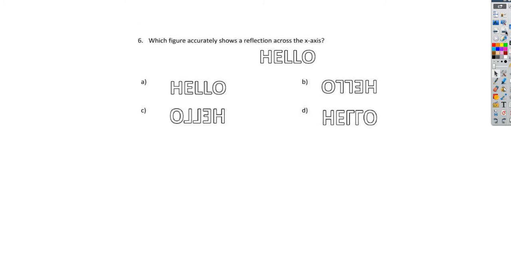Number 6. Which figure accurately shows a reflection across the x-axis? Please make sure, if you need to, get some graph paper out of the drawers on the side and think about how we're going to reflect hello across the x-axis.